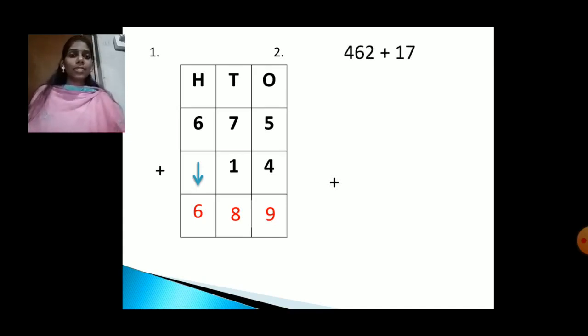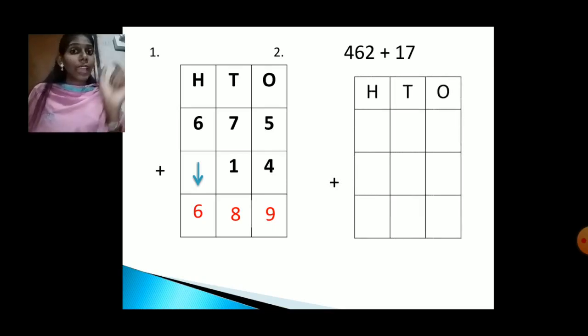Here 462 plus 17. Means here you have to first arrange these numbers. You have to place these numbers at the correct place and then you have to solve. Okay? So here also you have to do the addition. I already told you, whenever you solve a question, see the question properly. Here the addition sign, that is the plus sign, is there, right? Hence you have to solve in the addition way. Means you have to add these numbers. So first we will place these numbers at the correct place.